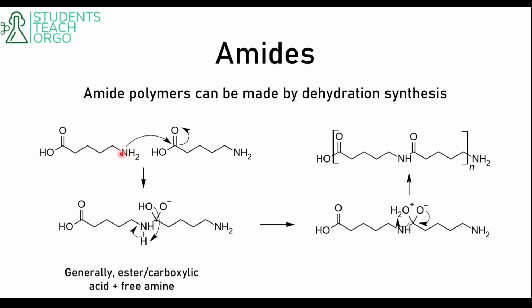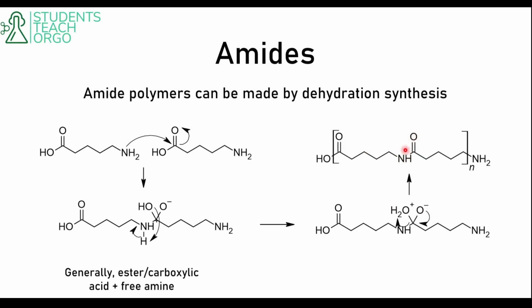So the lone pair on the nitrogen will attack the carboxylic acid carbon and force one of the electron pairs in this double bond up onto the oxygen, and that gives us this tetrahedral intermediate. And then we can do a proton transfer to create a good leaving group, a water leaving group, and then have that leave and reform our double bond with this oxygen. And what we get is this amide group right here.